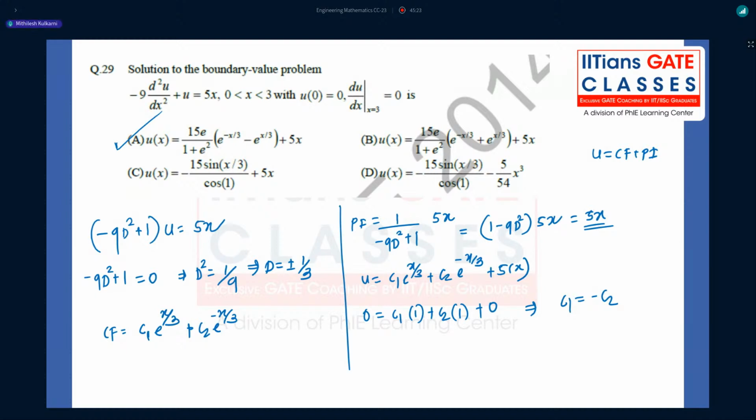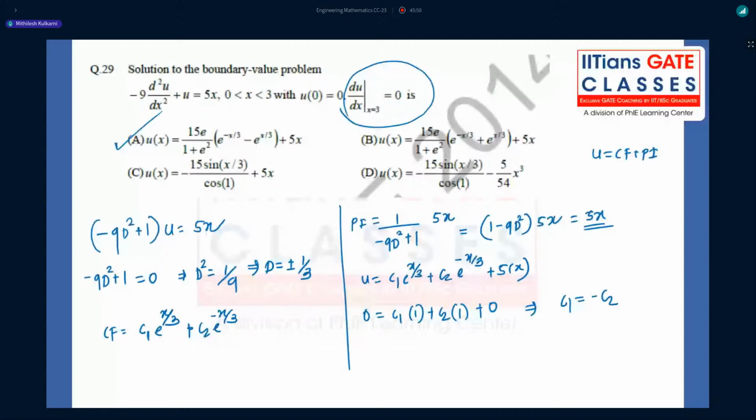If you want to calculate the value of C1 and C2, what we can do is again differentiate this du by dx and equate it to 0. This condition will give you again one equation in between C1 and C2. Solve it with respect to this and you will get the values of C1 and C2. But that is not needed in this question, because just by looking into the options, we can judge the answer.